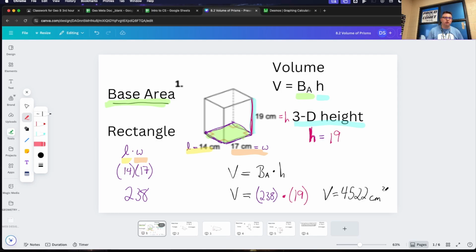And centimeters cubed. Now that we have a 3rd dimension, it's going to be cubic units. Because we have a length, a width, and now we have a height. So we have 3 different units of measure we're multiplying together. That's why you get units cubed. And once you do that, that will tell you if I had a container that was 14 centimeters by 17 centimeters on its base, and then it was 19 centimeters tall, it can hold that amount of liquid.